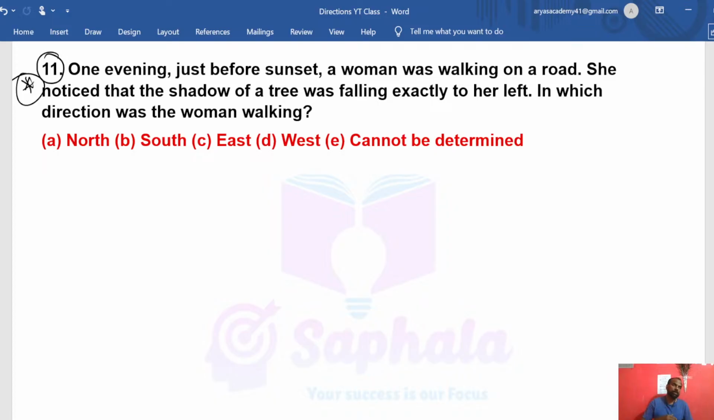This is evening. The previous question was based on morning, but this question is based on evening. So in the evening, the sun will be towards the west direction and the shadow will always be falling in the east direction. But it can be to the left or right, in front, etc. So one evening just before sunset, a woman was walking on a road. She noticed the shadow of a tree. The shadow of the tree was falling exactly to her left. In which direction was the woman walking?